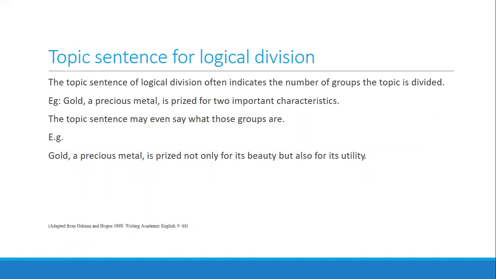Then the topic sentence for logical division. The topic sentence of logical division, similar to chronological order, has its own way of showing it. The topic sentence of logical division often indicates the number of groups the topic is divided into. Right? Gold, a precious metal, is prized for two important characteristics. The topic sentence in logical division may even say what those groups are. Gold, a precious metal, is prized not only for its beauty, but also for its utility. Right? So that is how you can write a topic sentence in a paragraph that is written according to logical division.